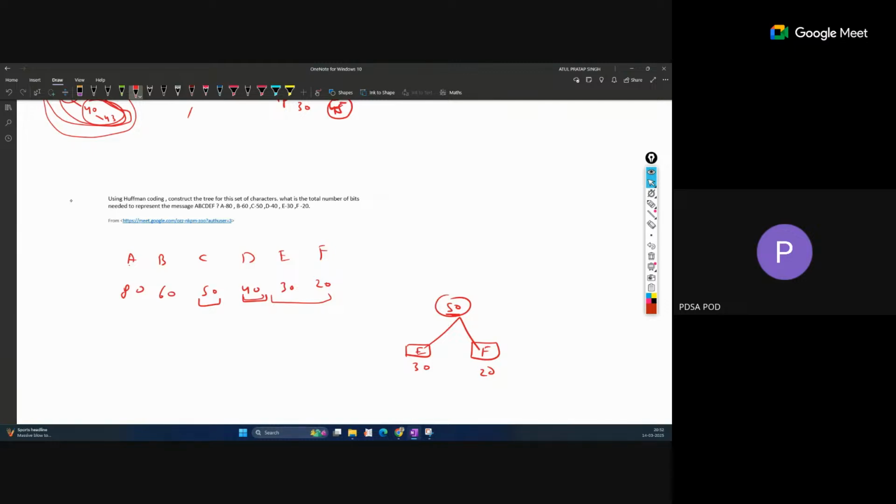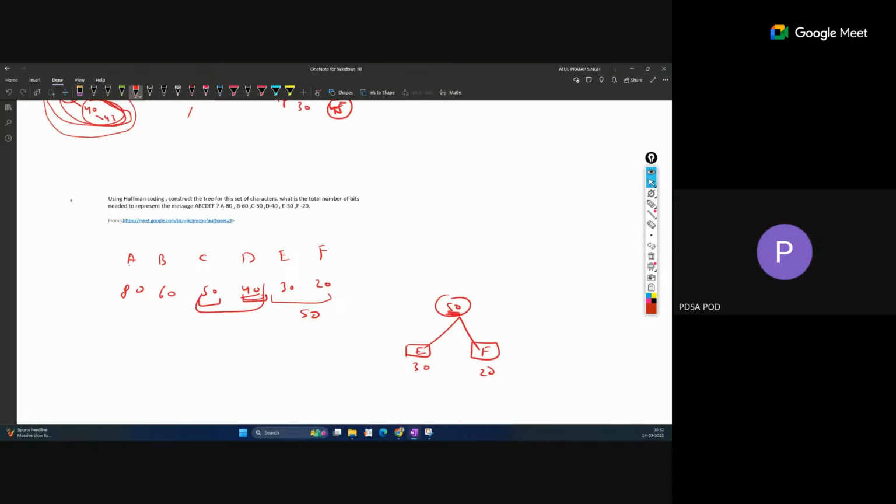Okay, so if you are getting 16, that is also possible, because we are getting 50 here. So that is the combination of this. Now what are the two smallest ones? 40 and one of the 50. So suppose if you are picking this one, you will get a 16 answer.